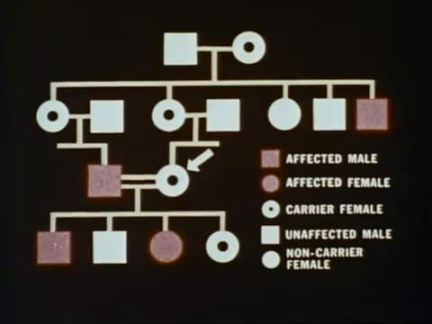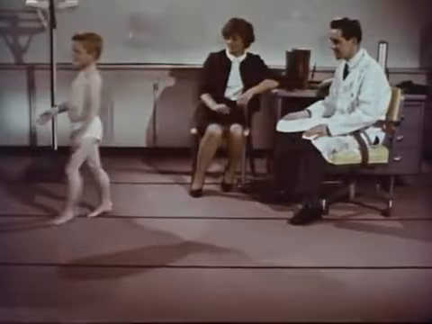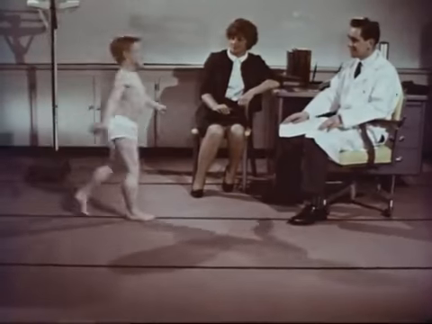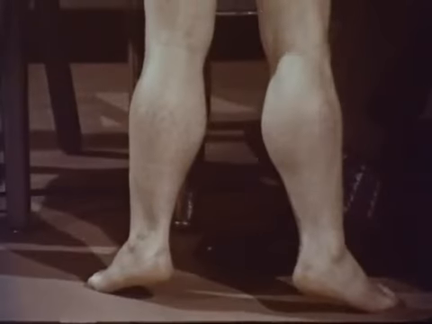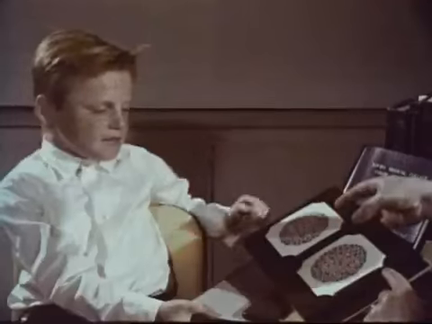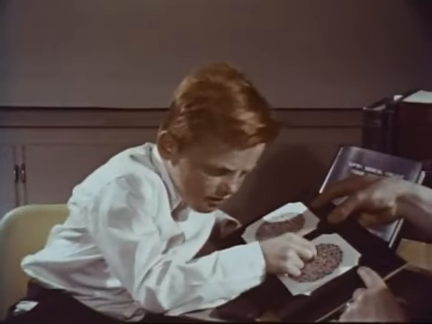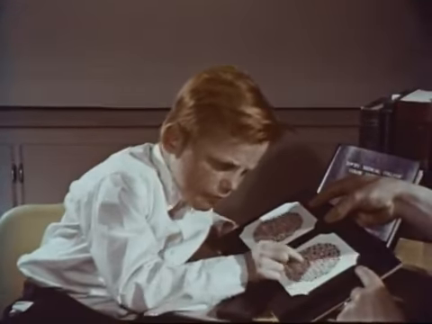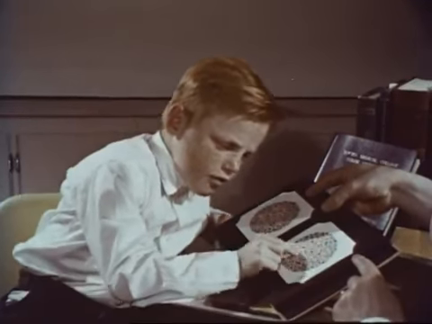Hemophilia is the textbook example of an X-linked recessive trait, but pseudohypertrophic muscular dystrophy, color blindness, and more than 50 other traits are known to be inherited in this manner.